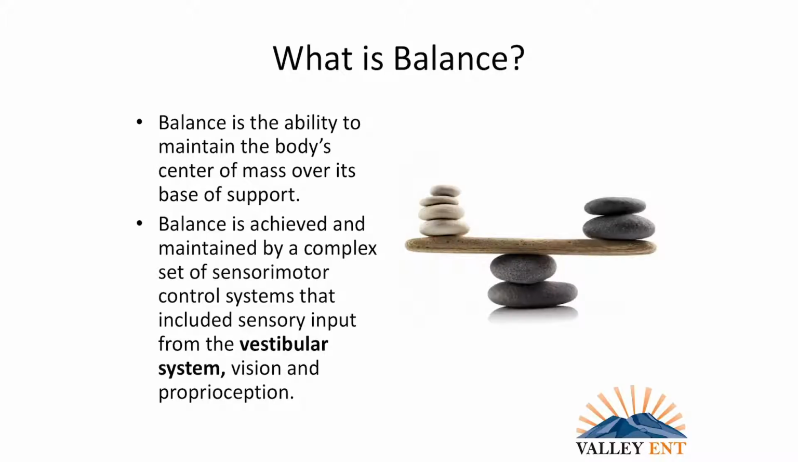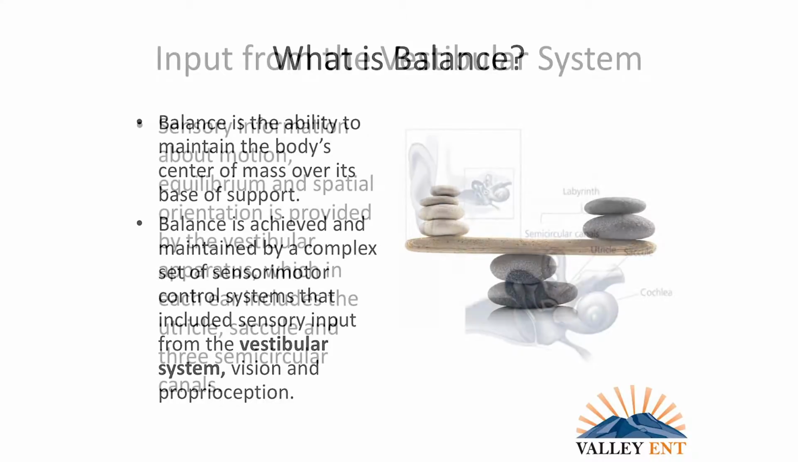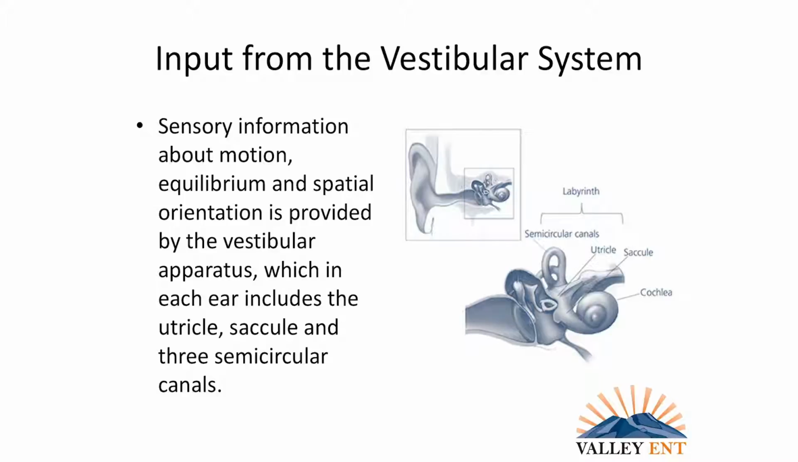So when we talk about dizziness, we have to talk about balance. Balance is the body's ability to maintain its center of mass over its base of support. It is achieved by a complex set of sensory motor systems that include sensory input from the vestibular system, vision, as well as proprioception. From the vestibular system specifically, we're receiving sensory information about motion, equilibrium, and spatial orientation. This includes inputs from the utricle, saccule, and the 3 semicircular canals, again, in the inner ear.